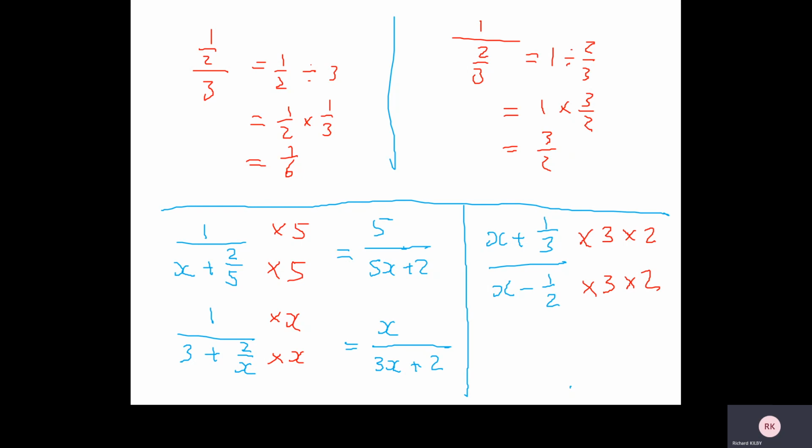So what we will end up with is 6x plus the 3 cancels with the 3, so we have 2 there, and 6x minus 3. Now, at that point, still don't be tempted to cancel that 6 and that 6x. It's still not okay to do that, okay? Stop there. You're done.